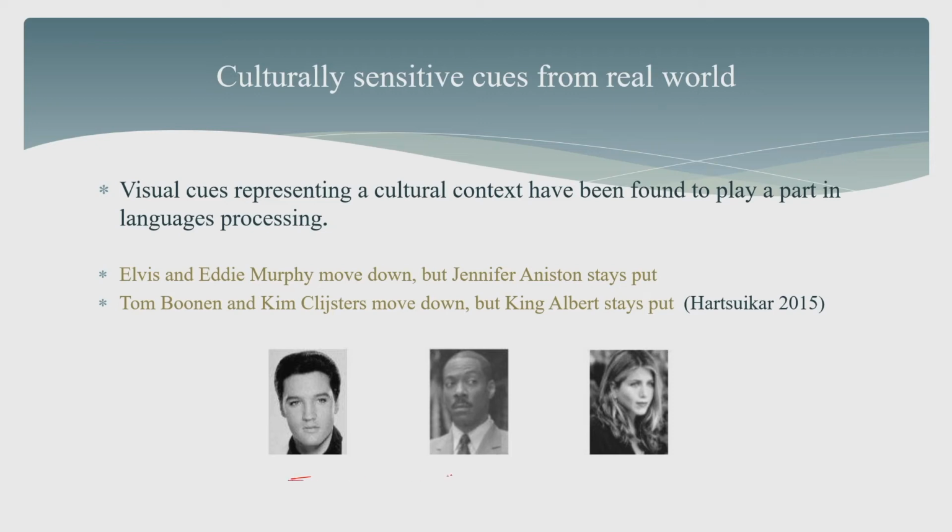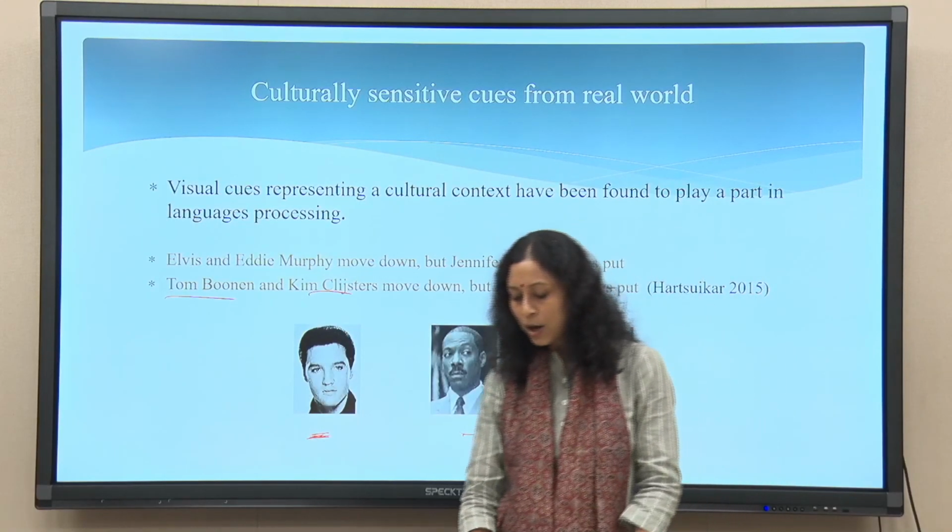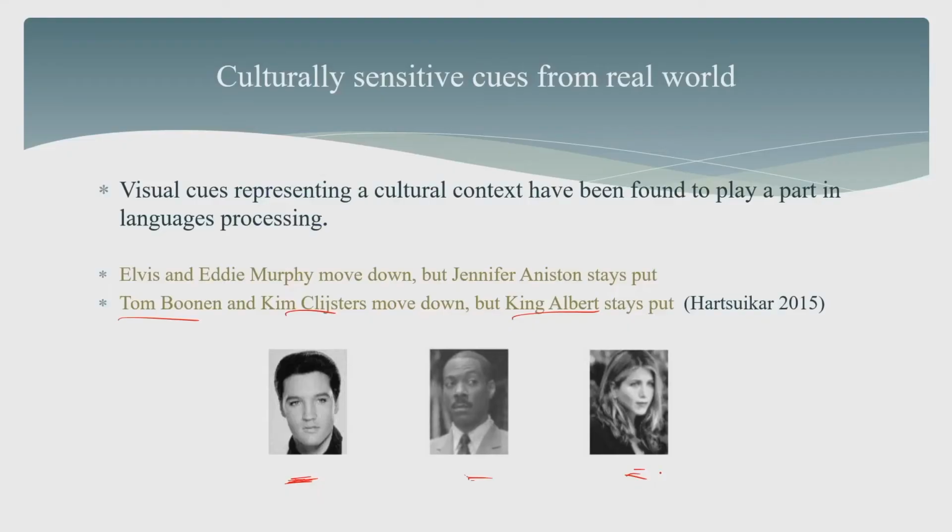In one case there were 3 American personalities, film stars: Elvis Presley, Eddie Murphy, Jennifer Aniston. And then they also had some Dutch personalities: Tom Boonen, Kim Clijsters and King Albert, and so on. They had many displays like this. The manipulation here was that all of these people are Americans, while Tom Boonen, Kim Clijsters and King Albert are Dutch. The participants were Dutch English bilinguals.